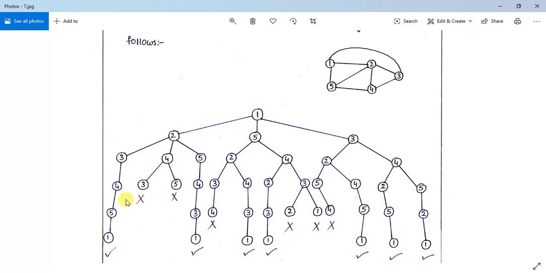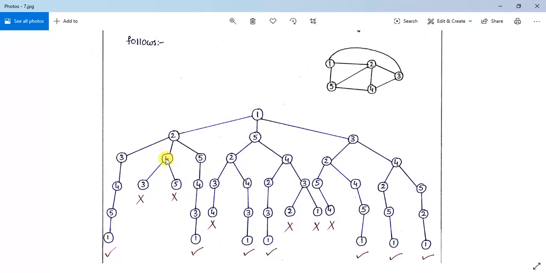Next, backtrack. After 5, is there any other possibility? No, so backtrack. After 4, is there any possibility to visit any vertex? No, backtrack. After 3, is there any possibility to visit a vertex apart from 4? No, so again backtrack. So from 2, what is the other possibility for me to visit? From 2, 3 is one possibility and another possibility is 4, so that's why I draw 4.